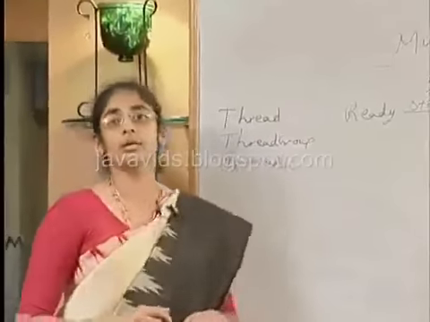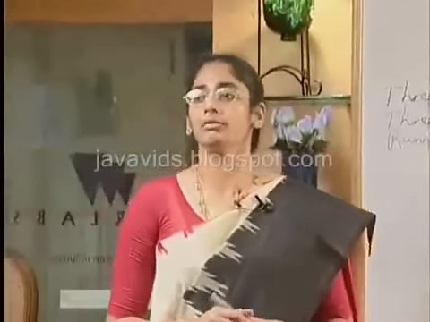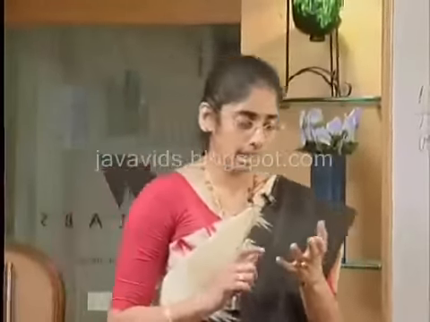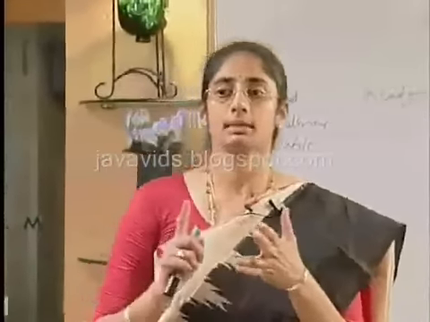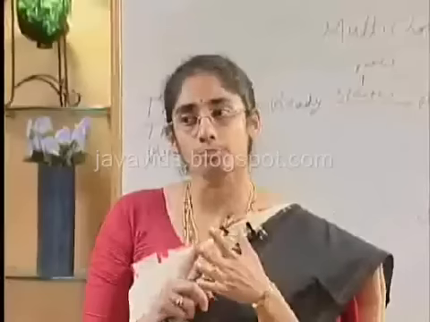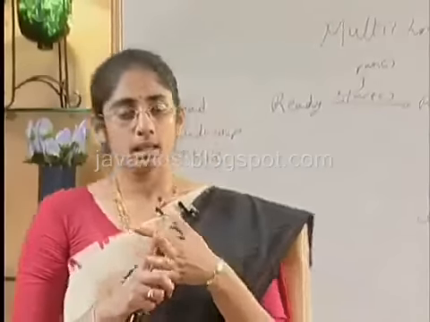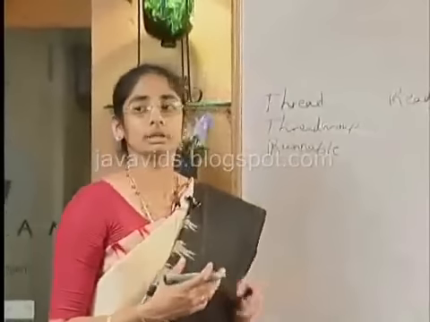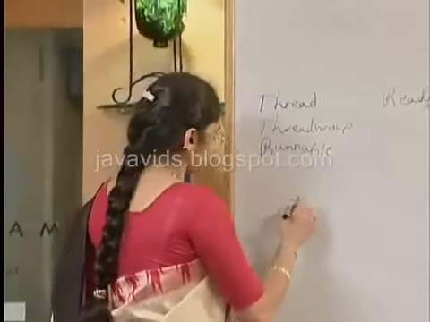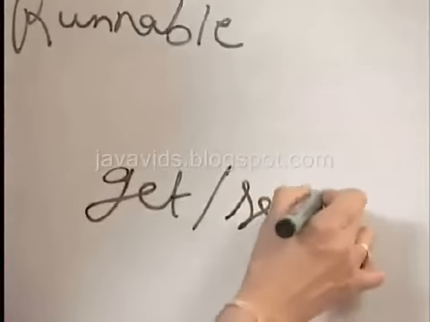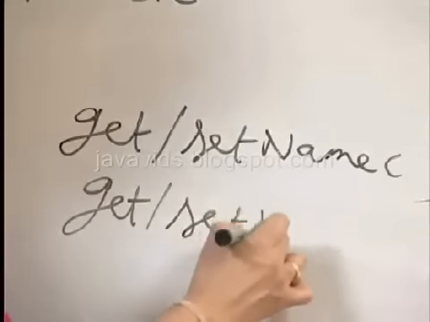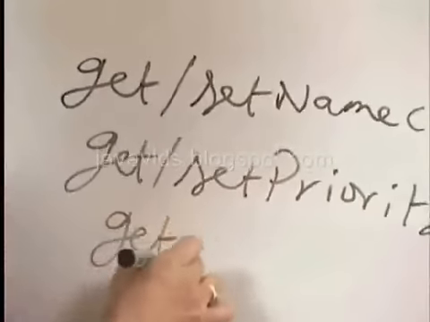Threads have their own properties. Every thread has properties. The properties of a thread are: every thread has a name, it has a priority, and it belongs to a group. So, there are methods in the thread class which allow you to work with these properties, called getName or setName, getPriority or setPriority, and getThreadGroup.